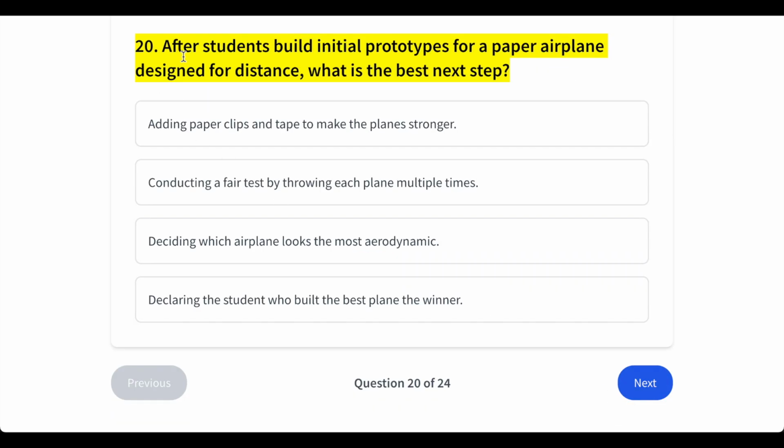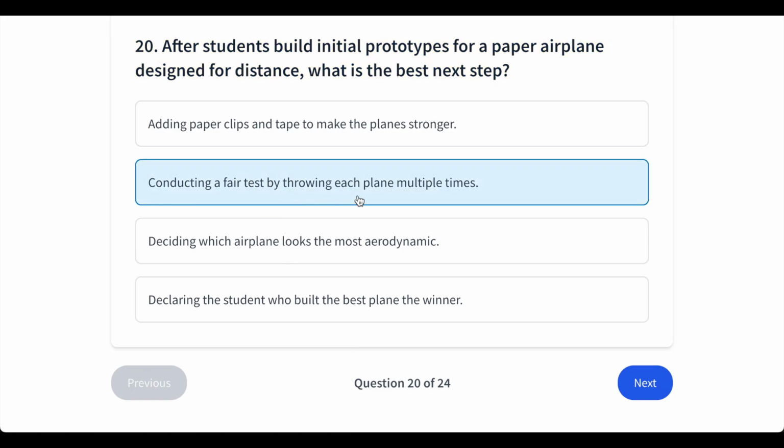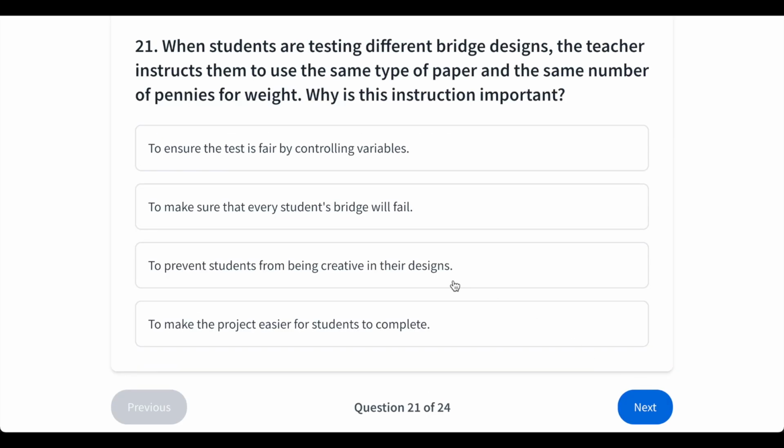This one reads, after students build initial prototypes for a paper airplane designed for distance, what is the best next step? Conducting a fair test by throwing each plane multiple times. That's what I got. Is that what you got too? I'm thinking that after building a prototype, the next step would be to test it systematically in order to gather data on its long distance performance. All right, moving to question number 21.